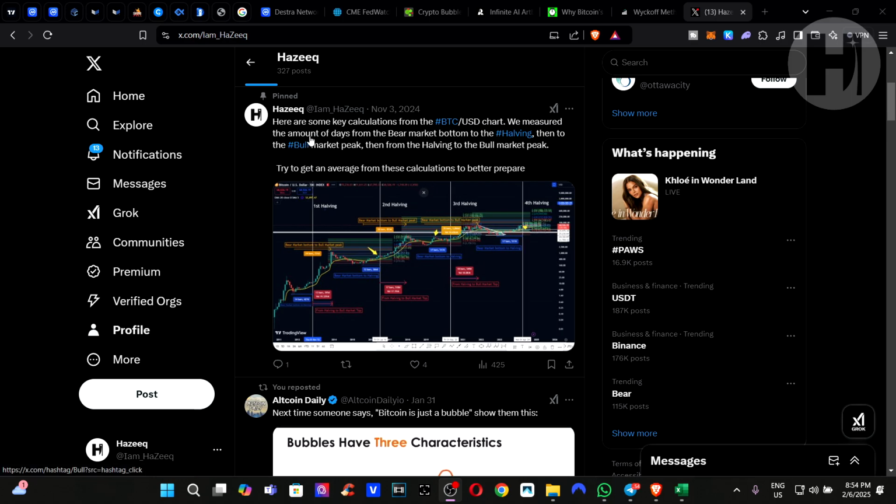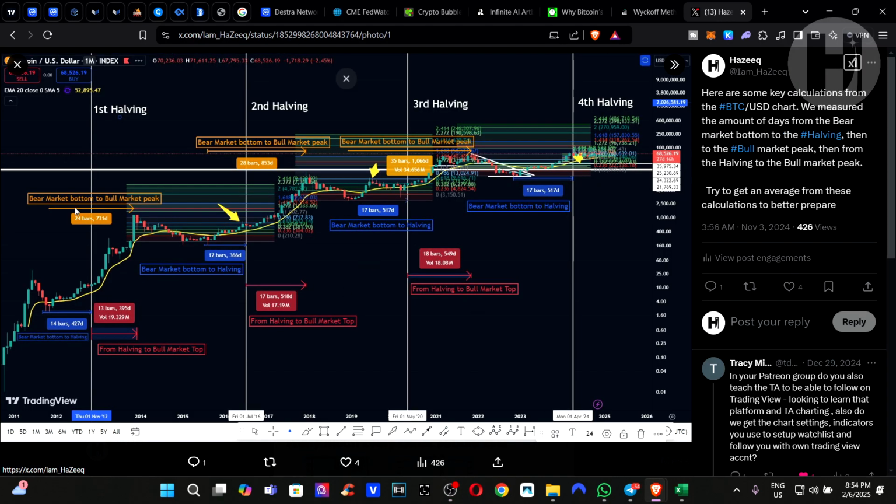And if you read here, it says, here are some key calculations from the Bitcoin/USD chart. We measured the amount of days from the bear market bottom to the halving, then to the bull market peak, then from the halving to the bull market peak. So essentially we calculated the days. I color coded it as well, so it's easier for you to understand. The vertical lines signify the halving, and we went through the 4th halving on April 20th. And the orange one is essentially bear market bottom to bull market peak.